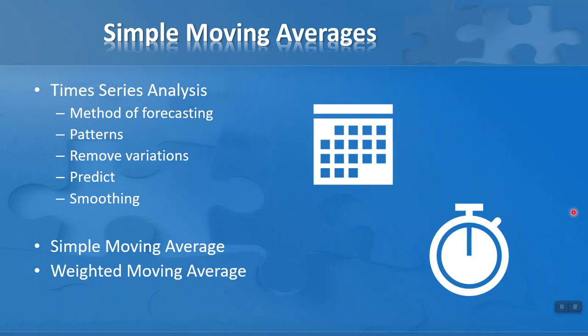So first of all, what is a simple moving average? Well, it's one of the simplest time series analysis tools that we can have. And it's a very simple method of forecasting. Not a hugely accurate one, but it is a method of forecasting nonetheless. We can use it to look for patterns over a period of time. As the name time series analysis suggests, we are analysing data over time. It can help us to remove variations and make predictions, and it's also very, very useful for smoothing data. So there are two types, as I say, the simple and weighted moving average. So we're going to look at the simple moving average here first.